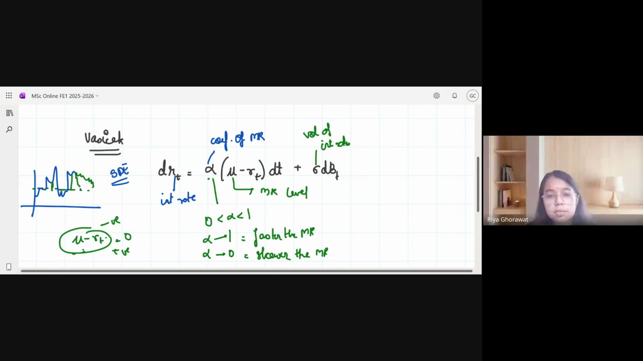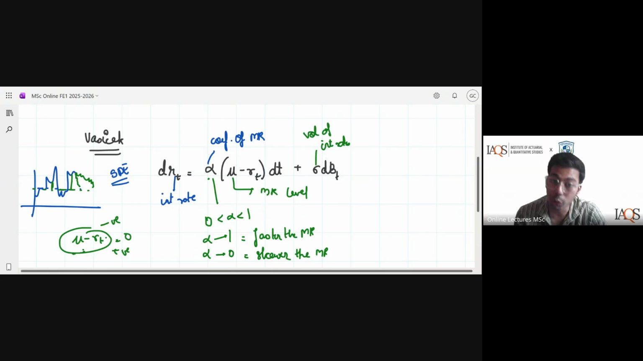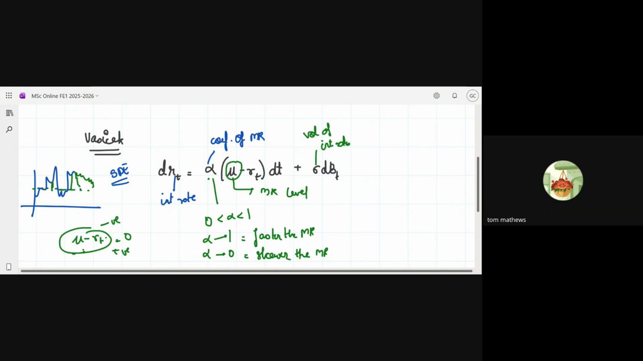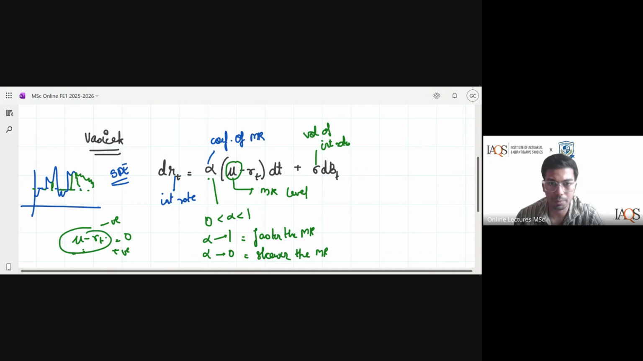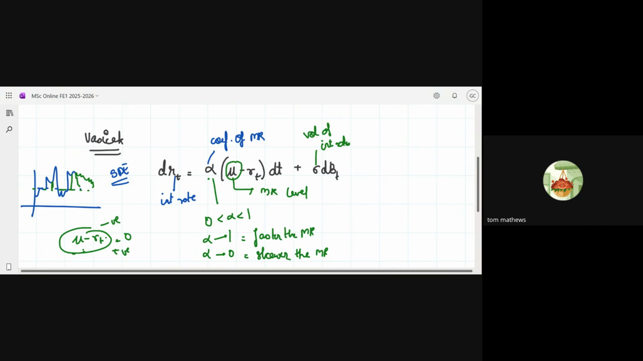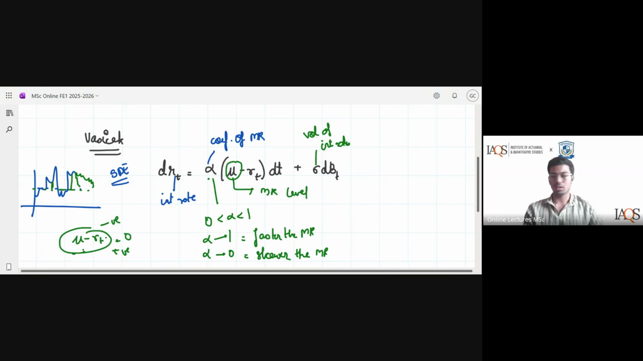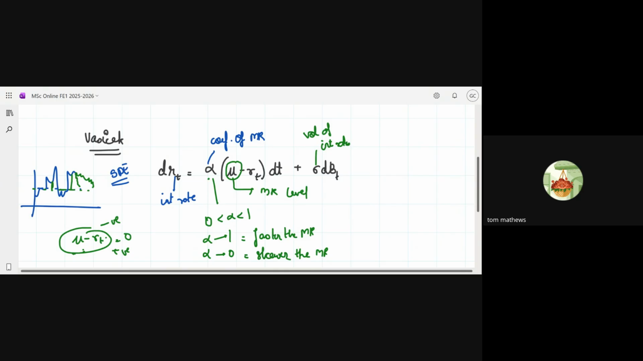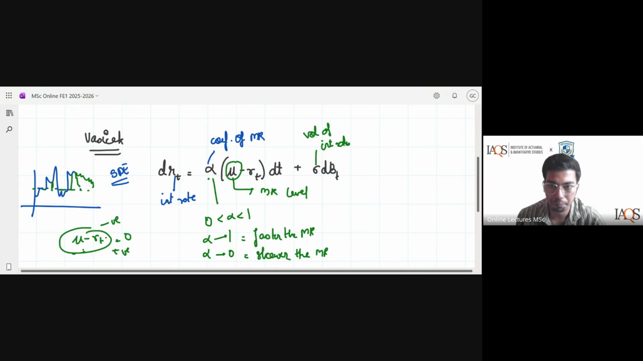So mu is the mean reversion level. RT is the short rate. Let me write it this way. That means we are taking the difference between the interest rate and mu. We are taking the interest so that the balance will be left over. Yes, some sort of a drift parameter we are deducting.